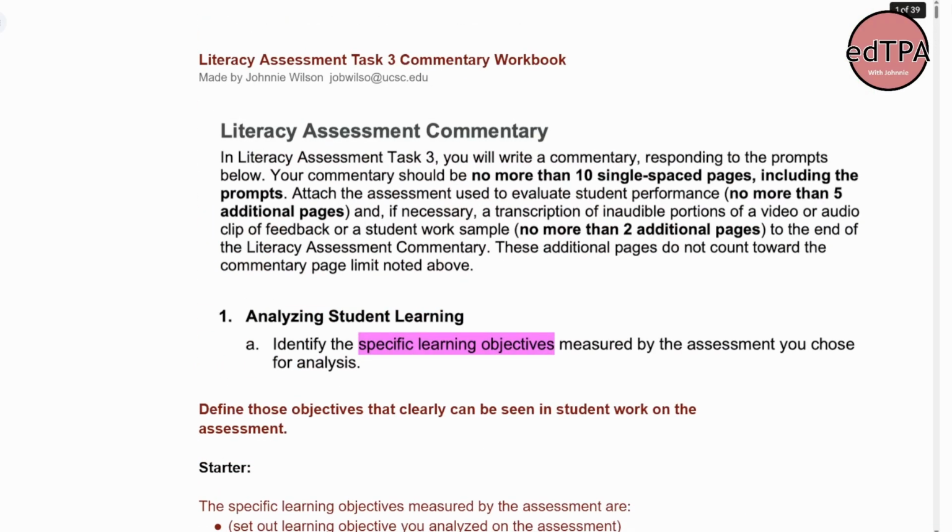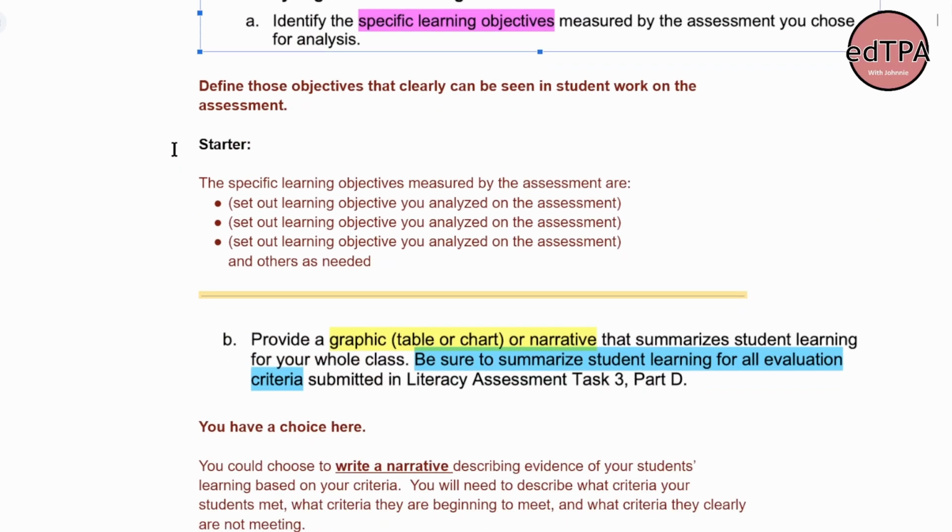Let's go back up to the top. This is a workbook on Literacy Assessment Task 3, the commentary. And I've given you every single one of the prompts, and I've given you support materials, both in ideas and in starters. I do hope that this will be helpful to you and that you will be successful on your TPA.